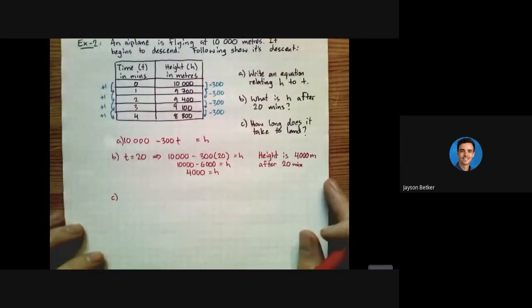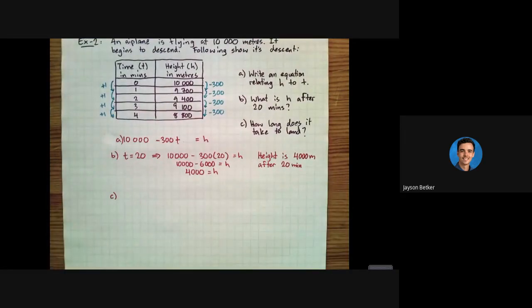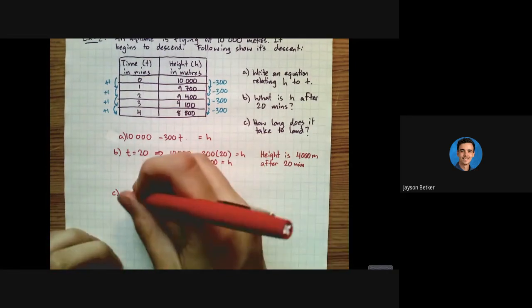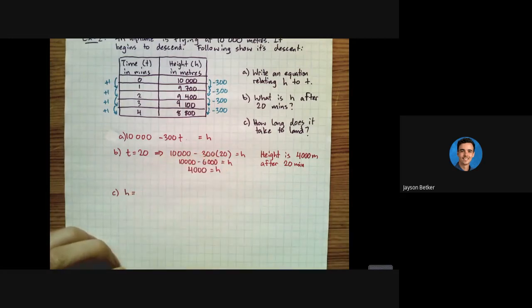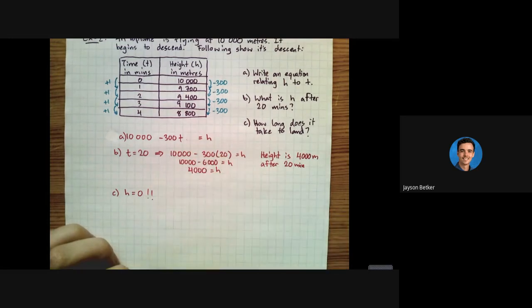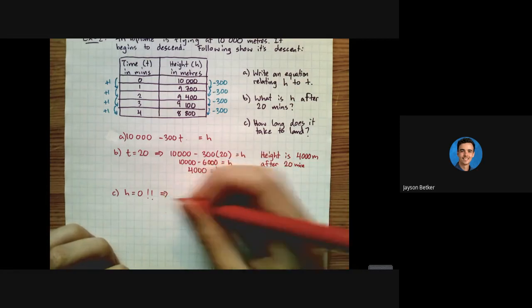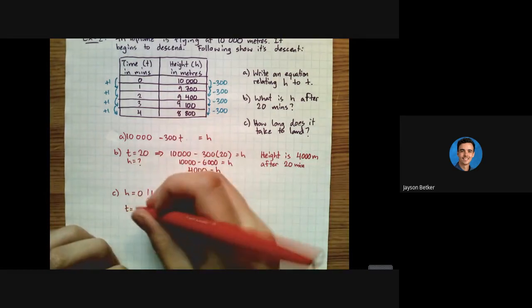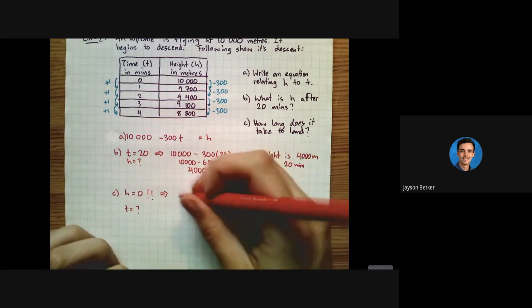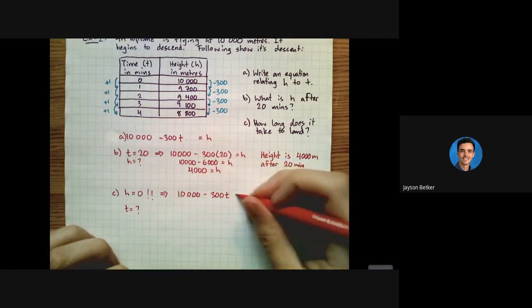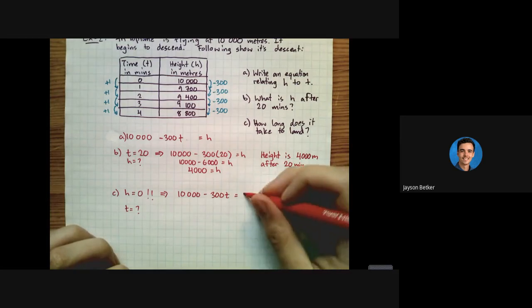C, how long does it take to land? This is kind of a tricky one here, but one thing that you need to remember is when it lands, what is its height equal to? When it lands, it's on the ground. H is equal to 0, right? So then all that's left to do is find time. How long does it take, right? In the last one, we were trying to find what the height was equal to. In this case, we're trying to find what the time is equal to. So we have 10,000 minus 300t is equal to 0.